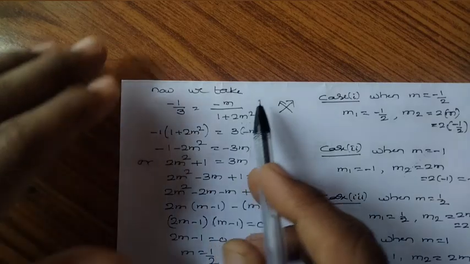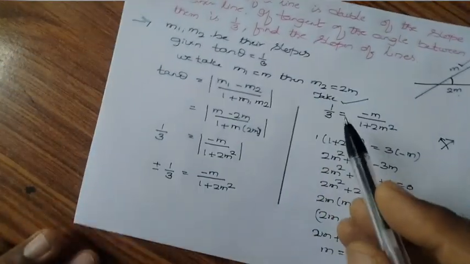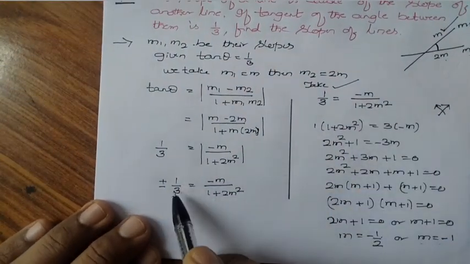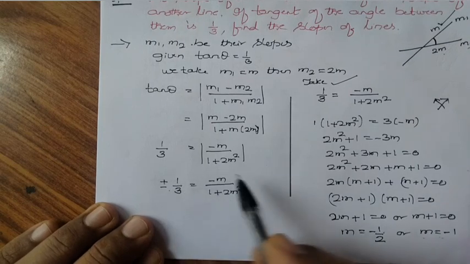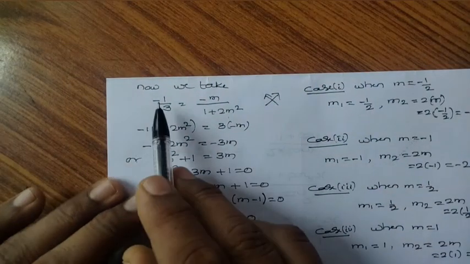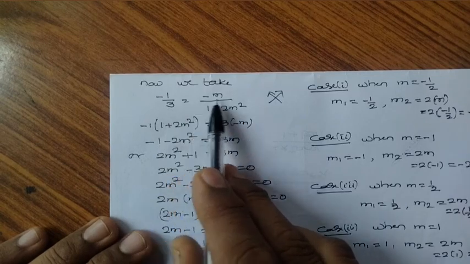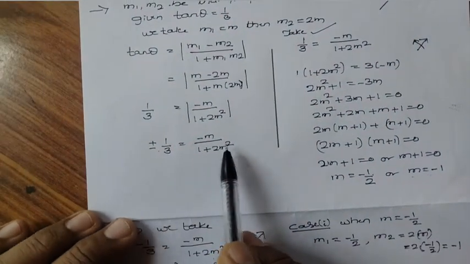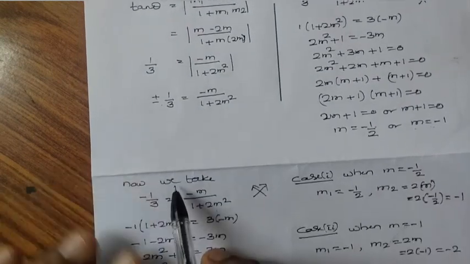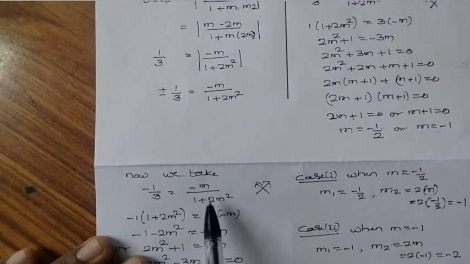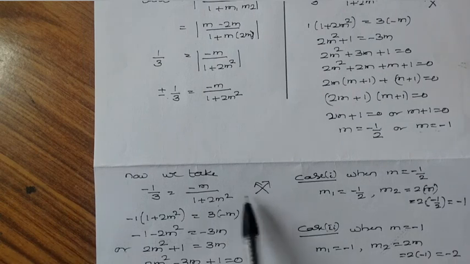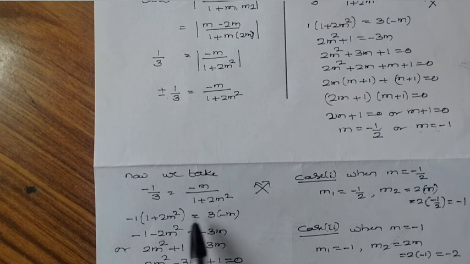Okay, see here, we take the next case. We have taken 1 by 3, that is over. Next we take minus 1 by 3. Now I equate the modulus expression to minus 1 by 3. Minus 1 by 3 equals minus m divided by 1 plus 2m square. Again cross multiplying, we get minus 1 into (1 plus 2m square) equals 3 into minus m.